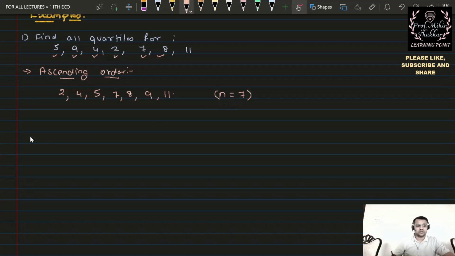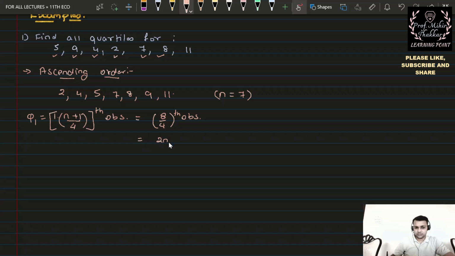There are 7 observations in this case. So therefore Q1 is 1 into n plus 1 upon the fourth observation. So that is 7 plus 1, 8 upon the fourth observation, which is nothing but the second observation. So guys, what is the second observation over here? It is 4. So you will get over here Q1 is equal to 4. Very simple.